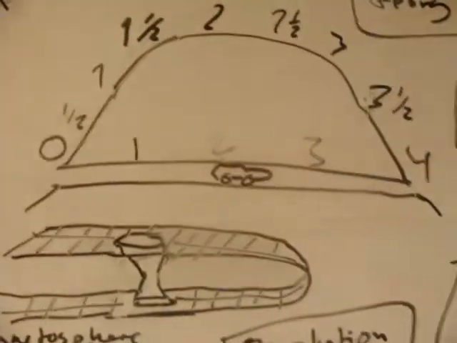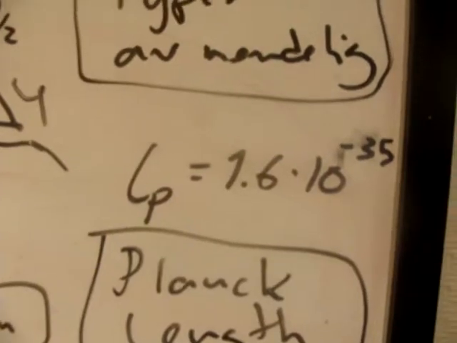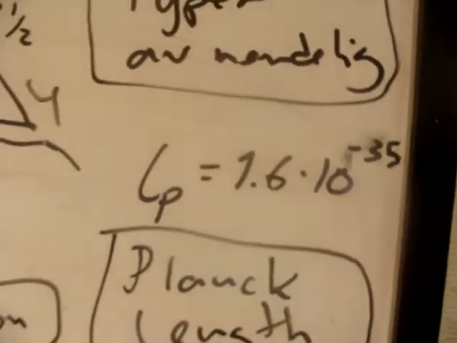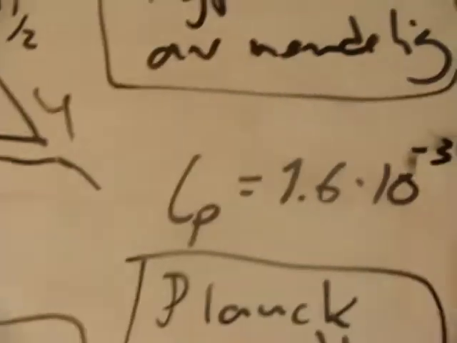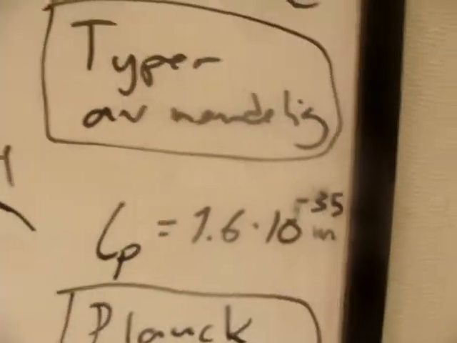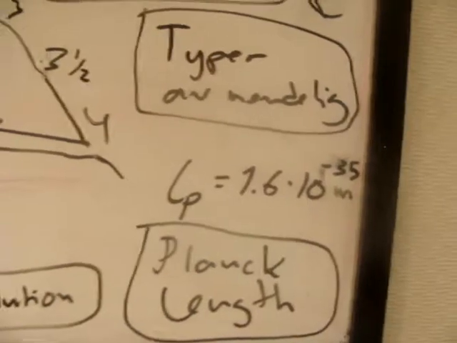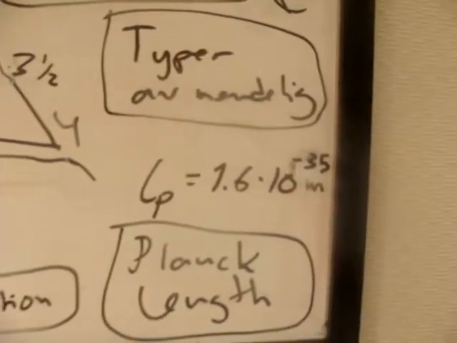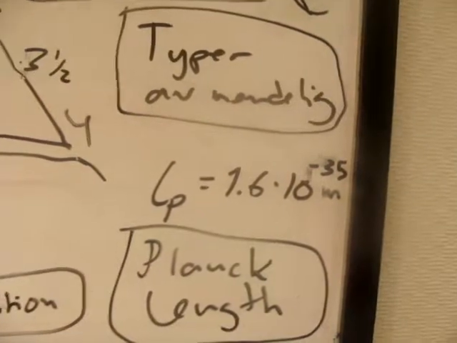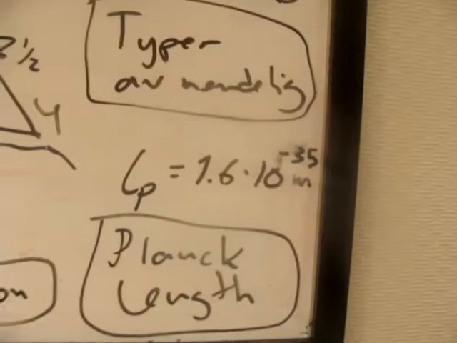what is most important here is this Planck length. It's an incredibly short length. It's 1.6 times 10 to the minus 35 meter, and this Planck length is supposed to be a tool for discussing subatomic particles, quarks, and what have you, the qualities of them.